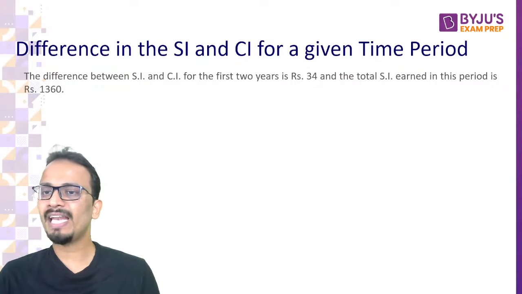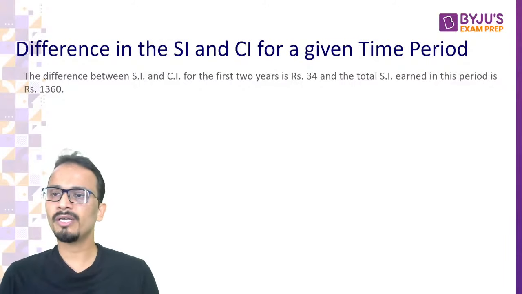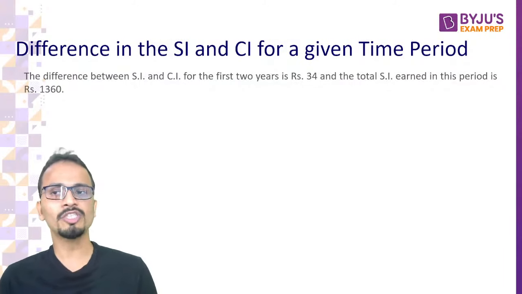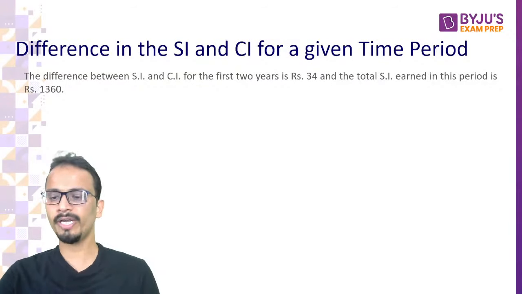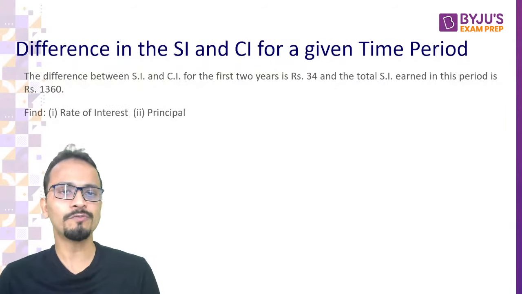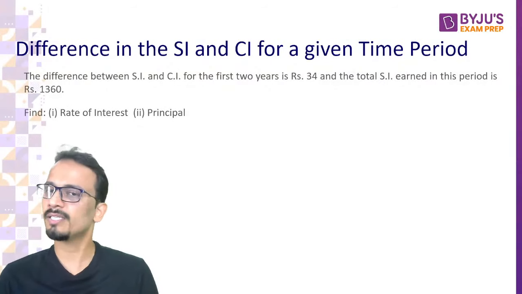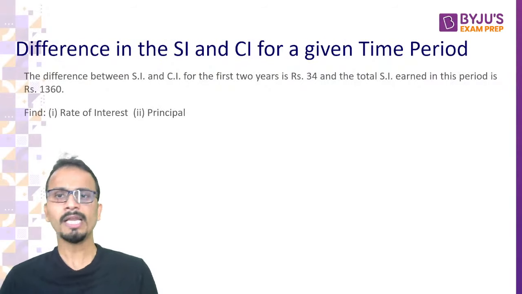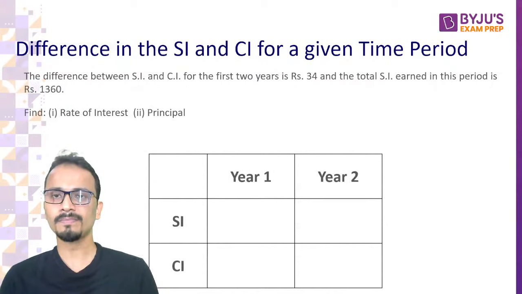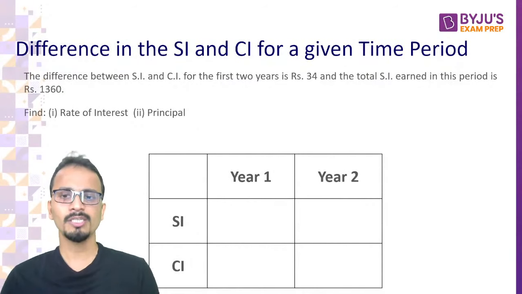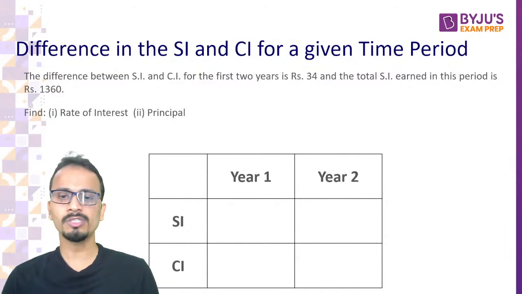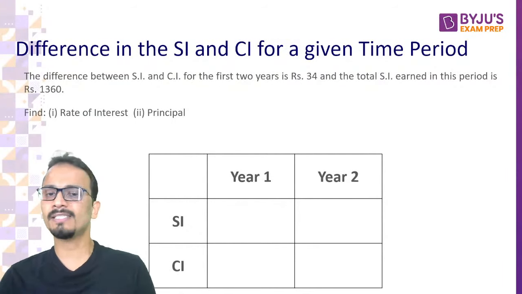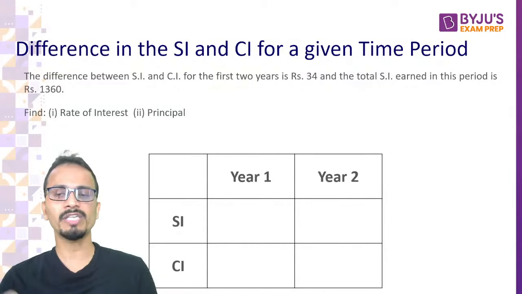And you are also given the value of total simple interest earned in this period. So total simple interest earned in 2 years is 1360. Now what we have to do is find the rate of interest as well as the principal. Generally in these types of questions, I make a small table like this: simple interest, compound interest, year 1 and year 2. So I will have 4 values: simple interest for the first and the second year, compound interest for the first and the second year.